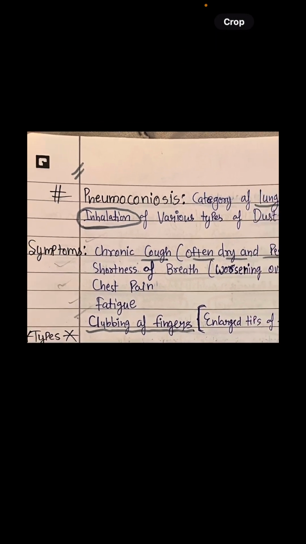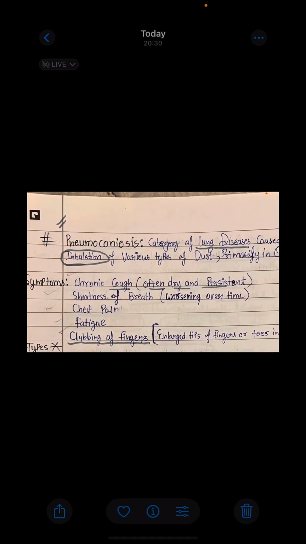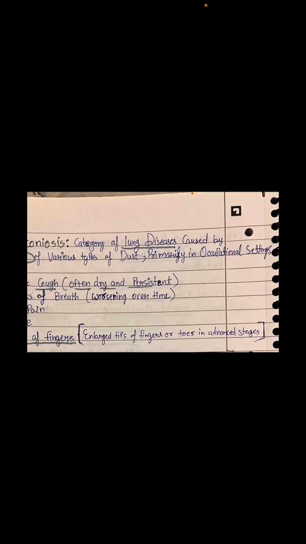Due to this they are getting some chronic problems, because in the mild stages or in the lower period of exposure, there will be no real effects. When the problem really becomes chronic, then only it will show the effect. So most of the time it happens like this. The symptoms which we'll see: chronic cough, which will often be dry and persistent, shortness of breath which will worsen over time or during physical exertion, chest pain, fatigue, clubbing of the fingers. Clubbing of the fingers simply means enlarged tips of fingers or toes in the advanced stages.